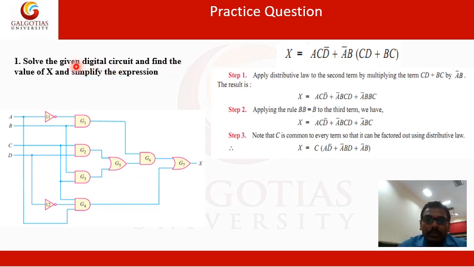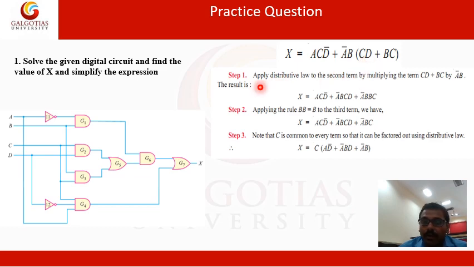So here some practice questions are there based on De Morgan's theorem, because after knowing De Morgan's laws, it is very important to use those laws to simplify Boolean expressions. So here the Boolean expression is given. It is A C D bar plus A bar B inside bracket C D plus B C bar. So we have to solve this Boolean expression by using De Morgan's law.